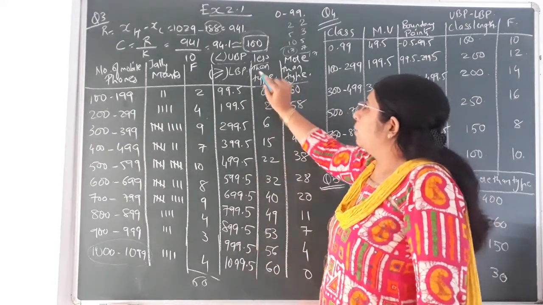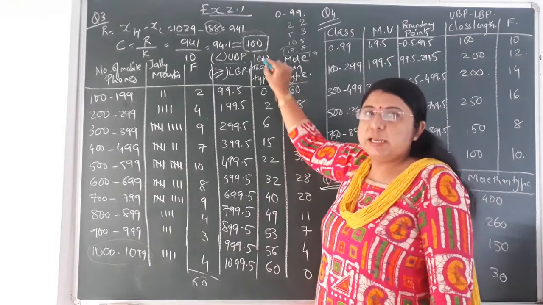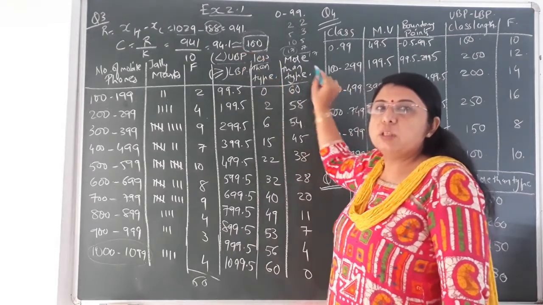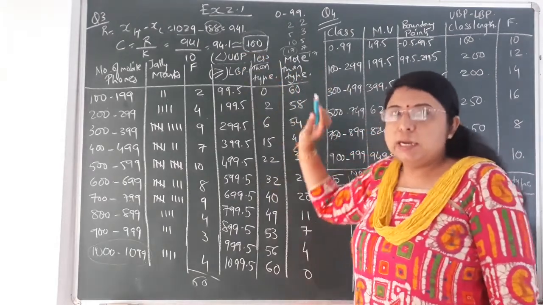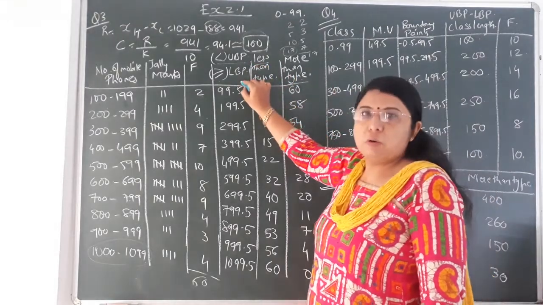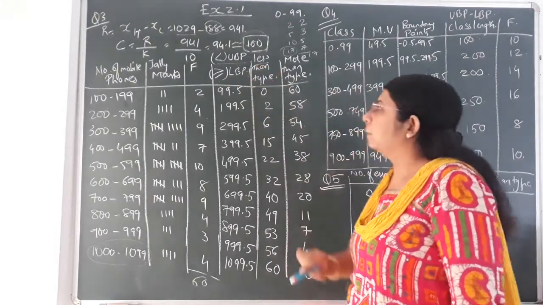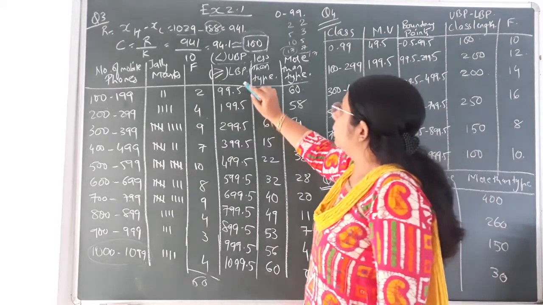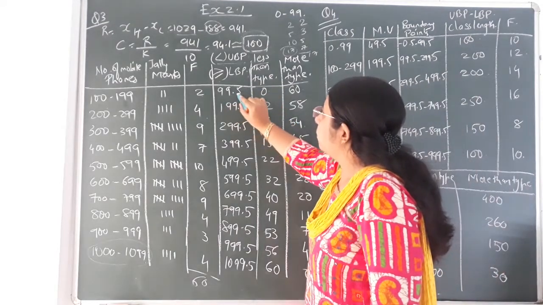For less than type, upper boundary, opposite to it. Less than means upper boundary point and more than means lower boundary point, opposite of the other two. Okay. Now, the first one we have taken over here is 99.5.